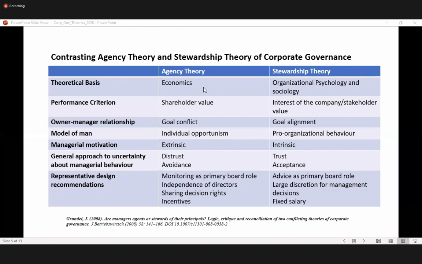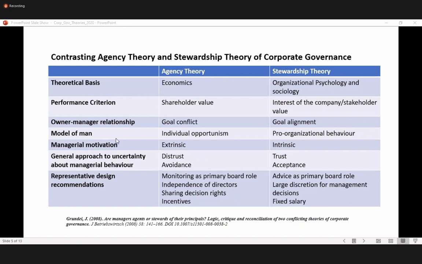Now, in terms of performance criterion, the agents perform for the interest of shareholder value, whereas the stewards work for the interest of stakeholder value, from the interests of the company. And then, in terms of owner-manager relationship, there's a goal conflict, this incongruity of goals. We are not in agreement. Whereas under stewardship theory, there is goal alignment.